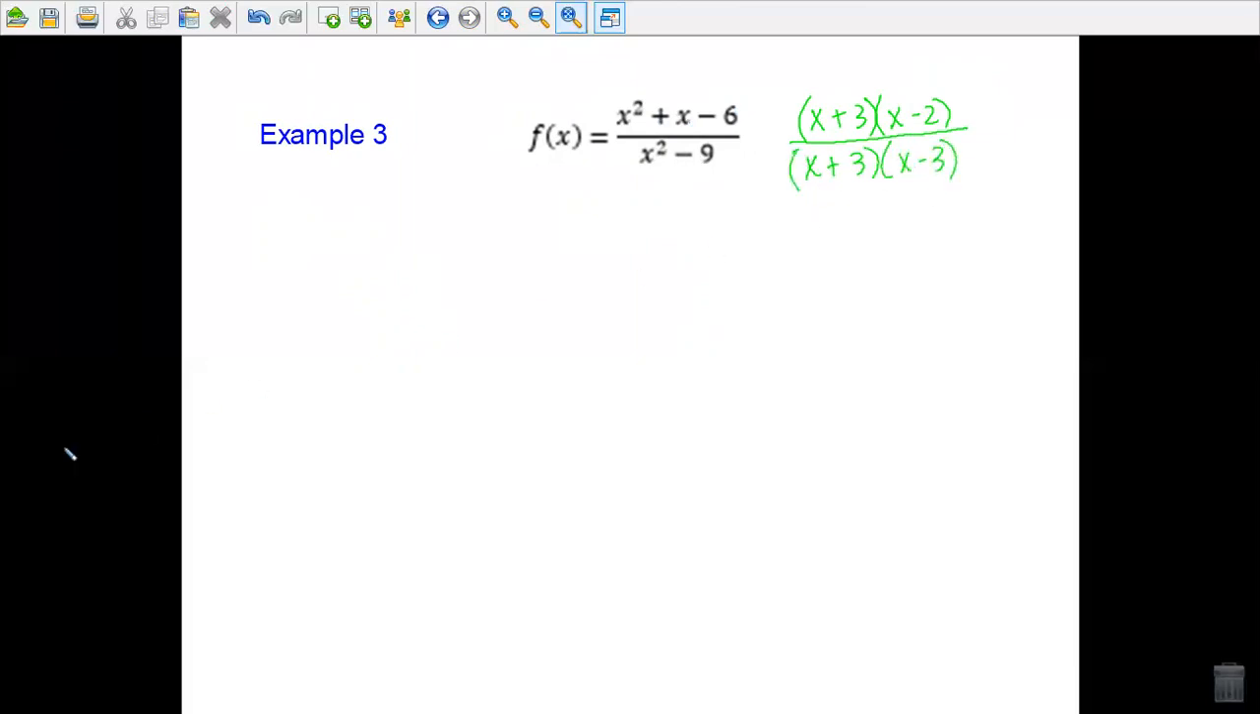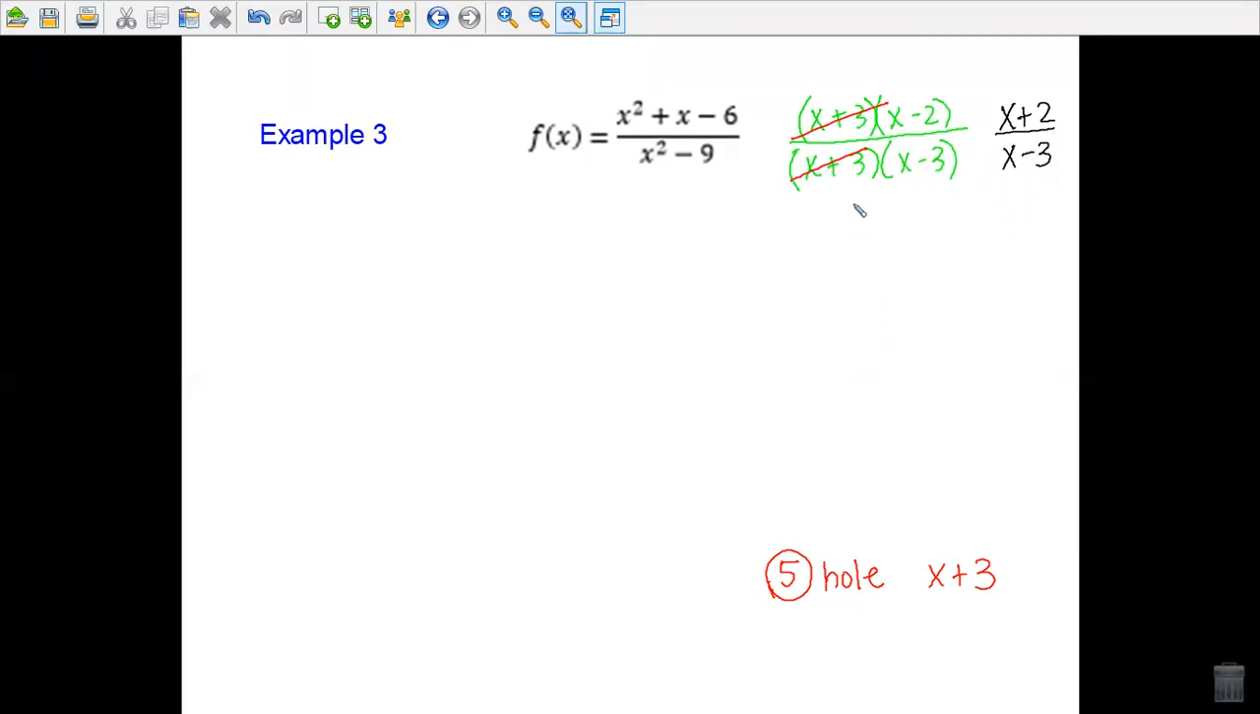And now for this one, something cancels. The something that cancels is going to be our hole. So I'm going to come down here because that's normally our number 5. For this one, our hole has to do with this x plus 3 because that's what canceled. The reason that there's a hole there is because now that it cancels, when I simplify this, my new problem becomes just x plus 2 over x minus 3.